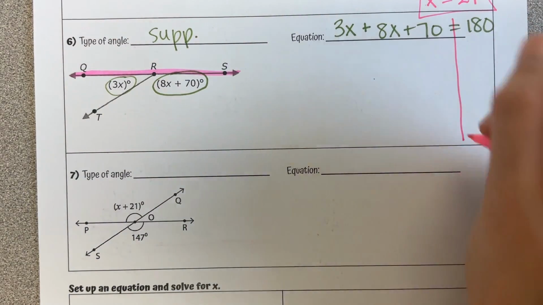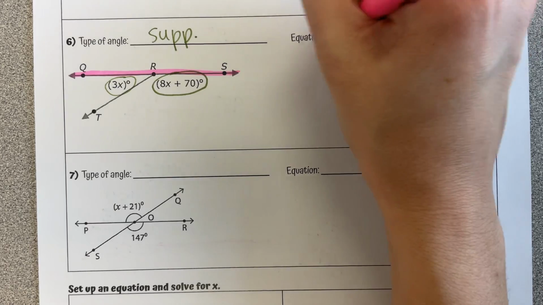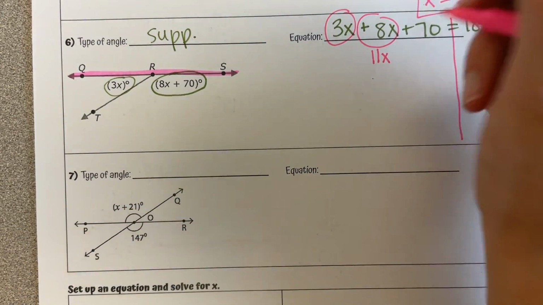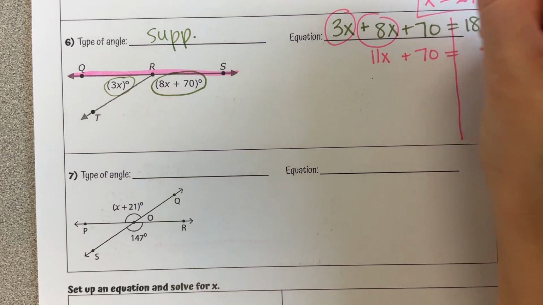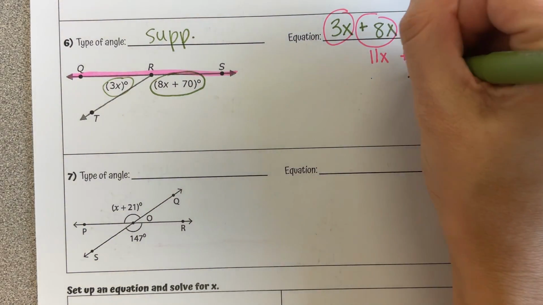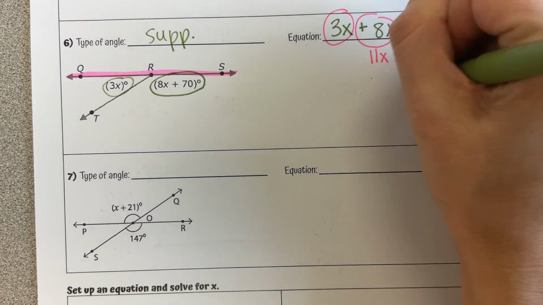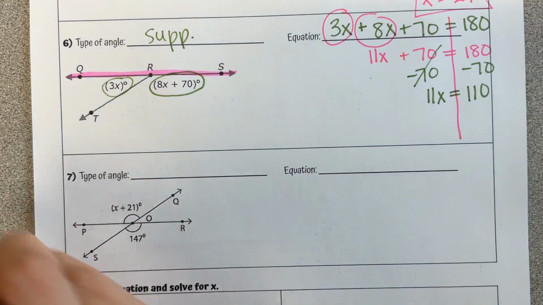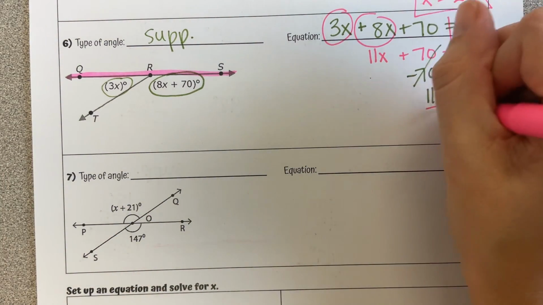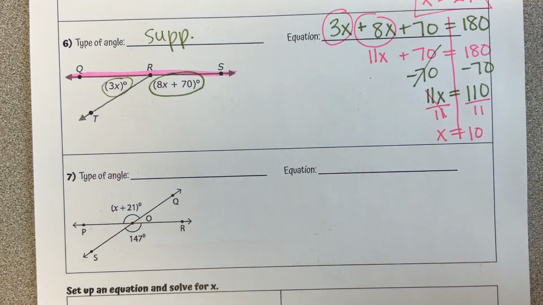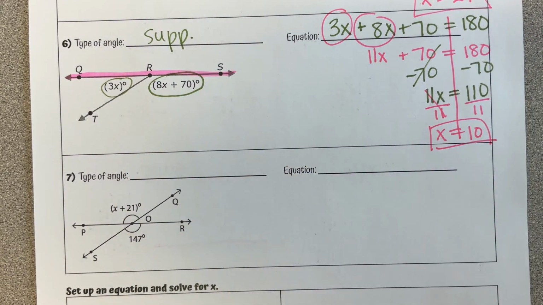Now we can solve by first simplifying. If I have 3 x's and 8 x's, I have a total of 11 x's plus 70 is equal to 180. We're going to subtract 70 from both sides. We get 11x is equal to 110. Last step, divide by 11. We get x is equal to 10.